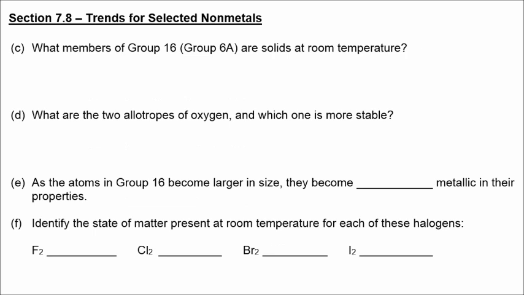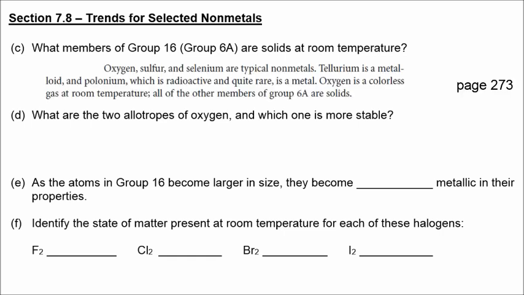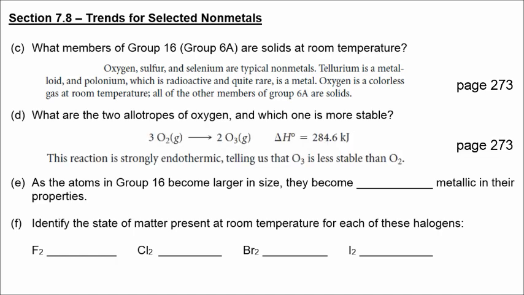What members of group 16, which is again the oxygen family, are solids? Oxygen is a gas, but sulfur, selenium, tellurium, and polonium are all considered to be solids. There are two different forms of oxygen. Those are called allotropes. We have O2 and we have O3. O2 is the more stable form of oxygen. Here we have a reaction that converts O2 into O3, ozone, and because the reaction is endothermic, it tells us that O3 is less stable than O2.